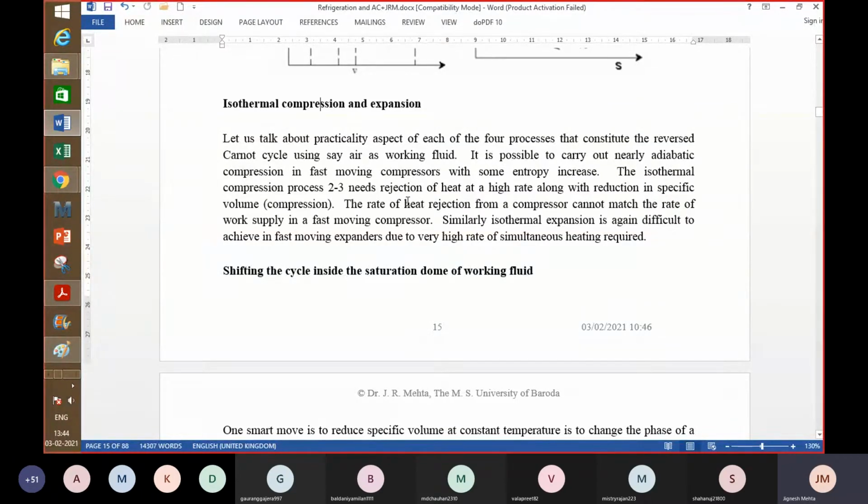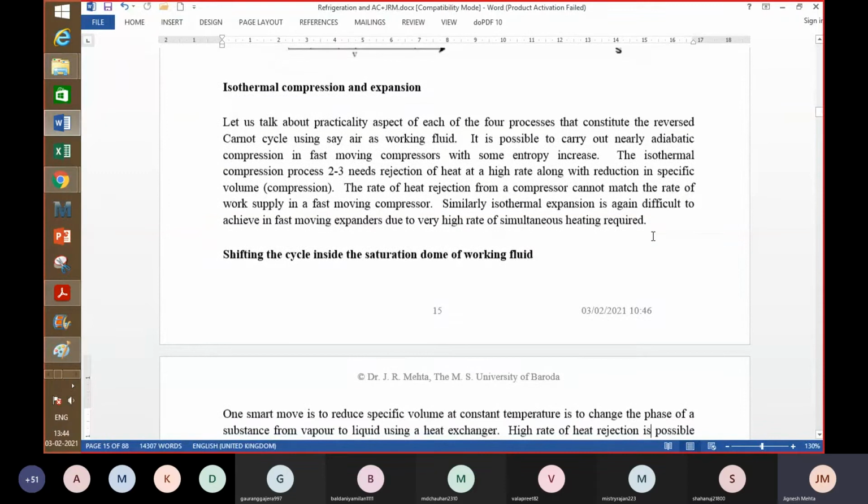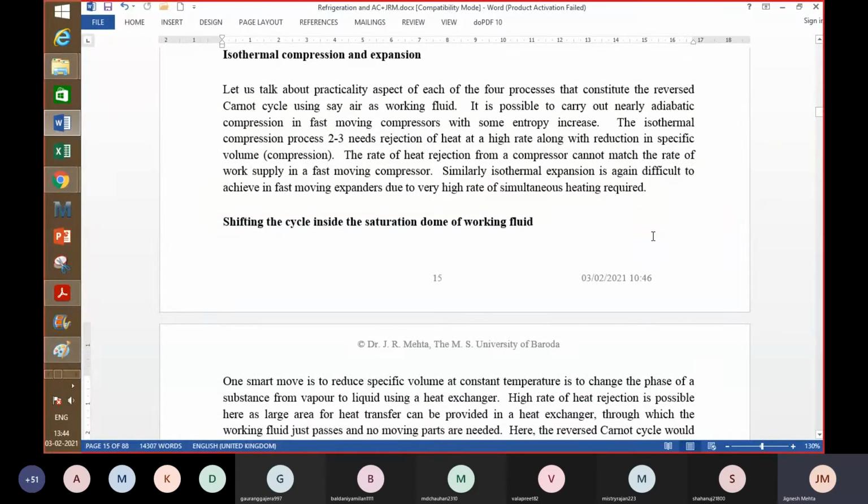So one of the remedies could be, here we are talking about compressor and turbine. Is there any way not to have those moving components, piston and rotor, and have some other thing which can still reduce the specific volume, that is, carry out compression? So one can try and do that by shifting the cycle inside the saturation dome of the working fluid.